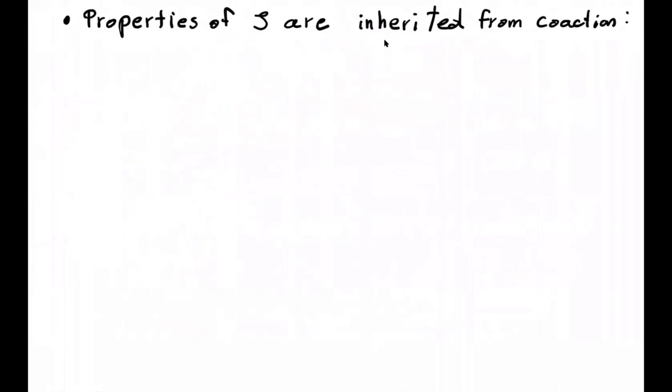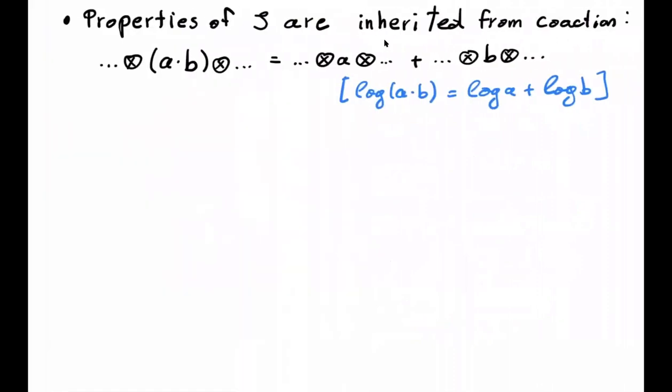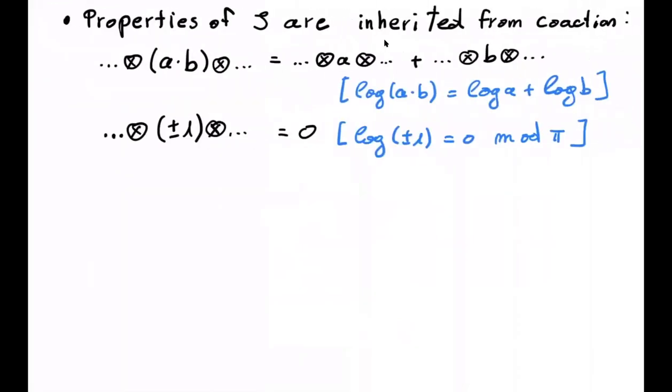Now, the properties of the symbol are directly inherited from the coaction. So, for example, we all know that log of A times B is log A plus log B. And if you remember that the entries in the symbol here should be logs, it's not surprising that if you have A times B somewhere in the symbol, you can just take it apart. Since log of 1 is 0, and log of minus 1 is i pi, and i pi I put to 0, whenever you have plus or minus 1 in a symbol, you put it to 0.